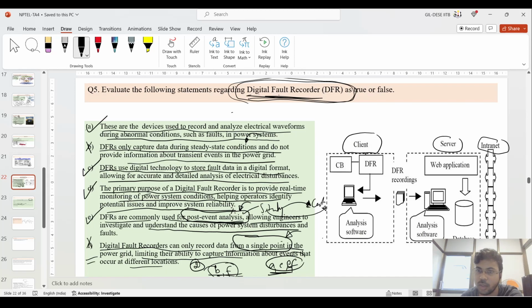And here on the right side I have given one image also, where there is a client and server and an intranet kind of system. In the client system, you have a circuit breaker and digital fault locator. This data is fed for analysis using software, and then the DFR, the digital fault locator recordings, are sent to the analysis software and databases on the server itself.